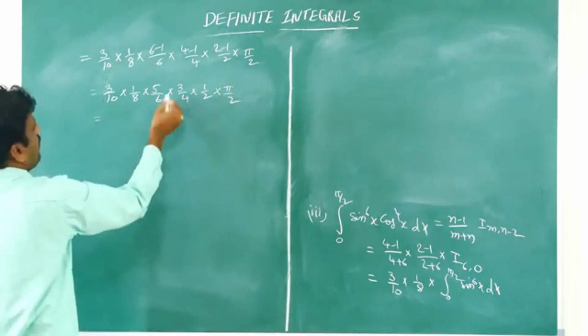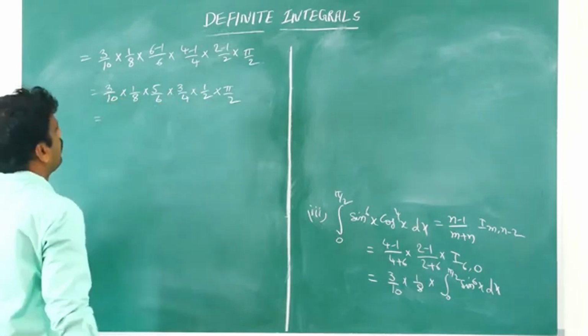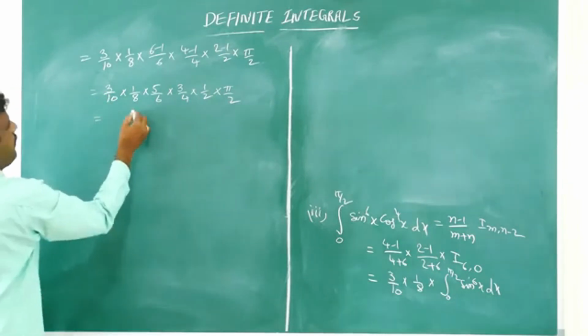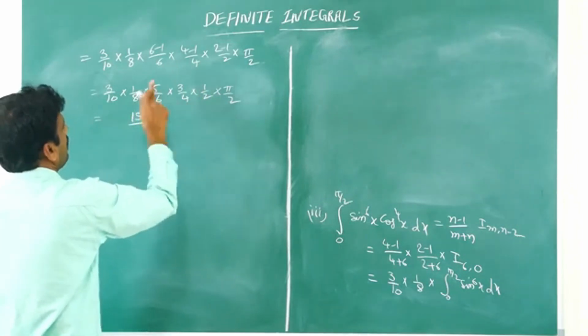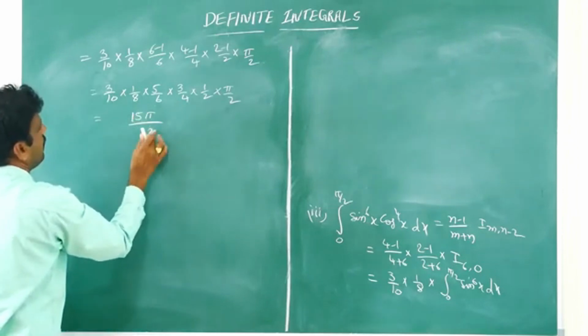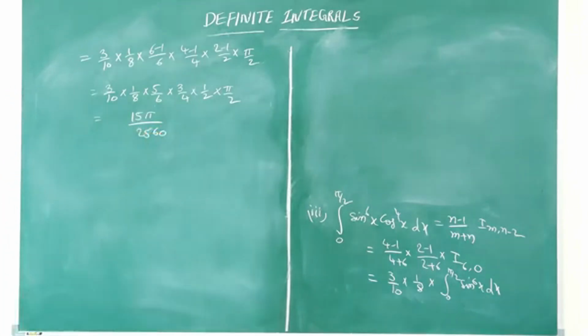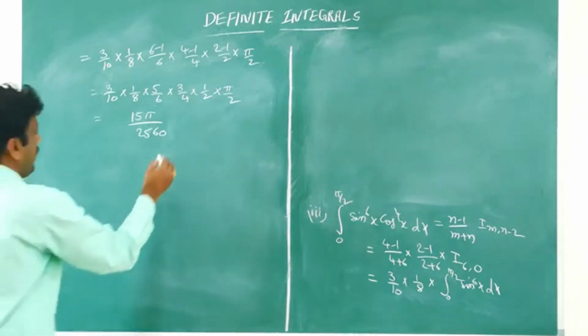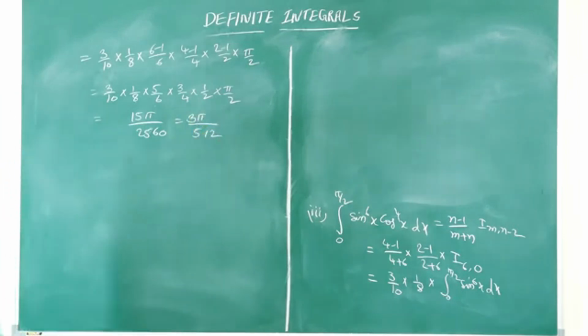That is 3 ones, 3 twos, and 5 3s, 15 pi by 2, 4s are 8, 16, 32, 80. 32 into 80, 2560. 15 pi, that is 5 times 5, 3 by 5, 5s, 5 ones, 5 twos, 3 pi by 512. Sin power 6x into cos power 4x.